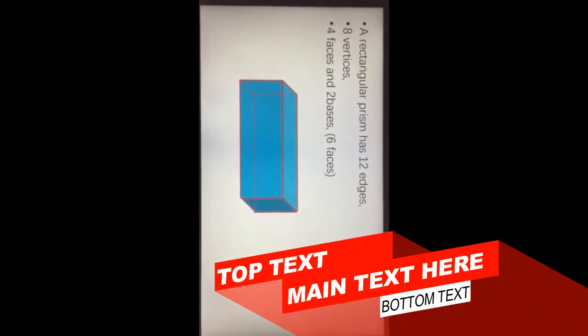Now that we have counted the edges, the vertices, faces, and bases in a rectangular prism, now I'm going to show you your homework. In this form, here it says type of prism. This is a triangular prism. I have a picture here. And in this column, it says number of sides of each base. We know that a triangular prism has a triangular base in the front and another triangular base at the back. So the number of sides of each base would be 3 because a triangle has 3 sides.